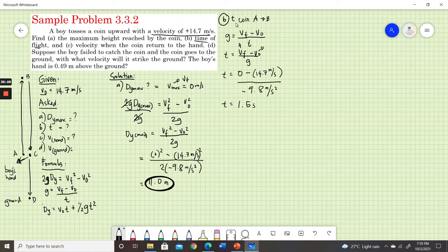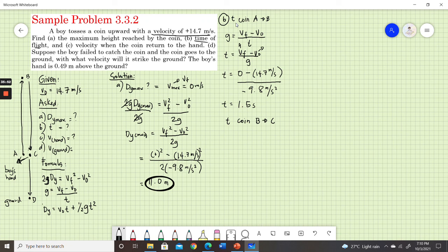But wait, this is not our answer yet because we are looking for the time of flight. That means we also have to compute the time it took for the coin to move from B back to C, or basically back to A. C and A are basically the same. This is the hand of the boy.